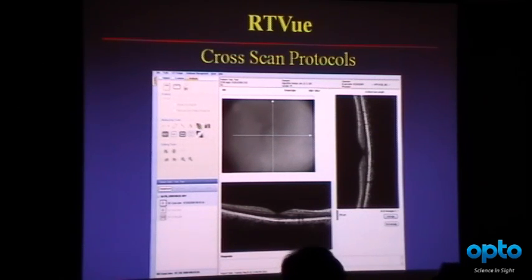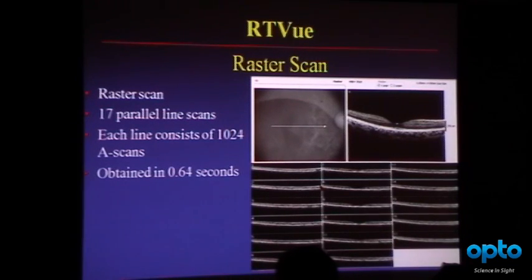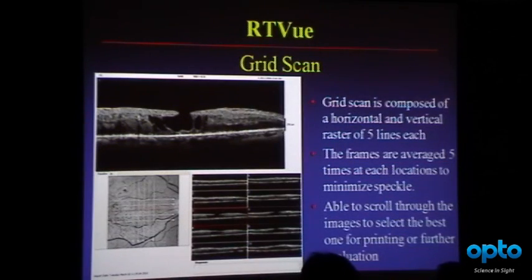This is an example of the cross-scan protocol. You might use that for a macular hole. And a raster scan. A raster scan you might use if you wanted to get some quick scans of the macula in a patient who really couldn't fixate very well. It's obtained in just a little over a half a second. Grid scan is similar. This might be a good scan also for a macular hole. You get scans both in the X and Y axis.